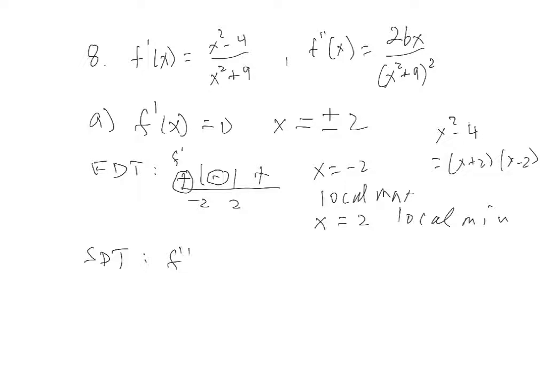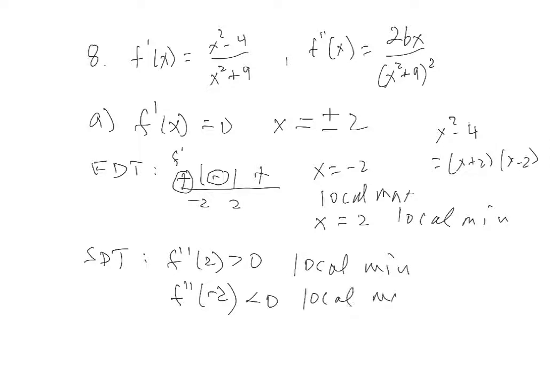F double prime of 2. You can tell by looking at it, it's a positive number. It doesn't really matter what the number is. It's positive, and therefore the graph is concave up. And any extreme value in an area that's concave up has got to be a local min. And obviously F double prime of -2, the other critical point, is negative. Concave down, therefore we have a local max. And we're done with problem 8. Lock those 10 points up.